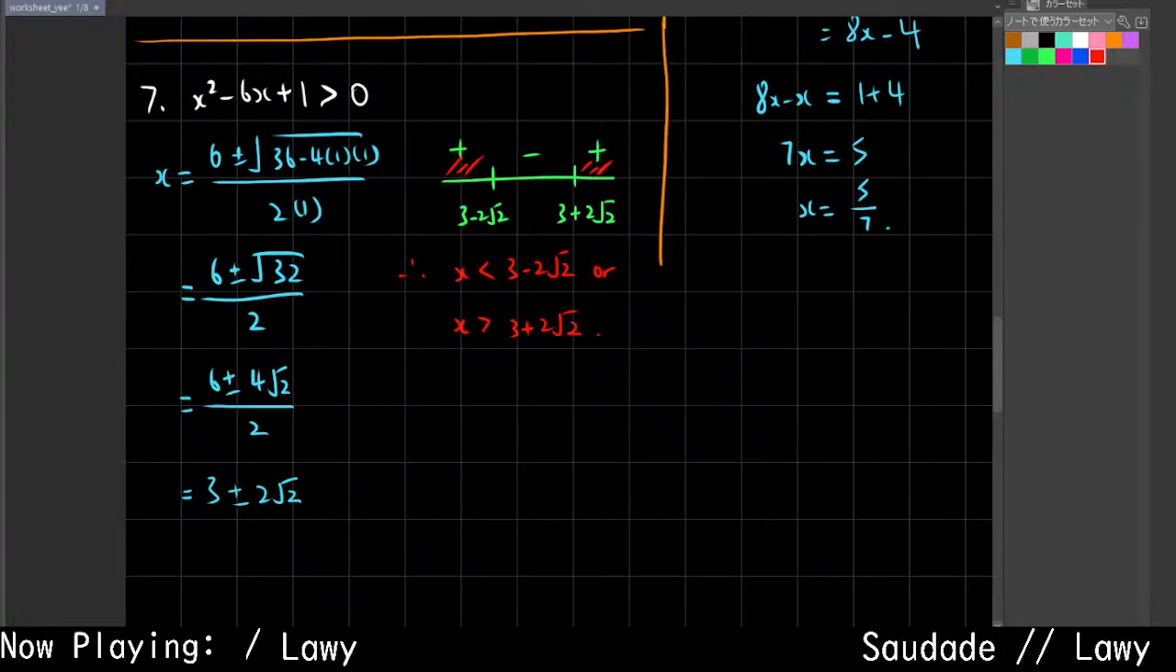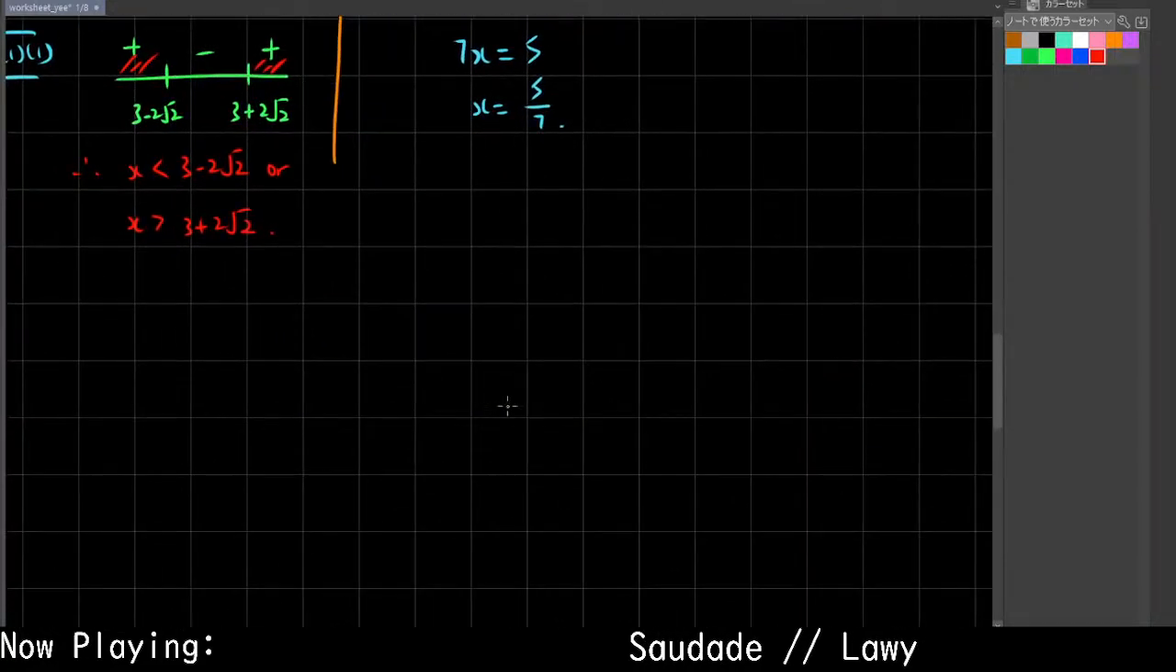Q8. Okay, solve the system of equations.